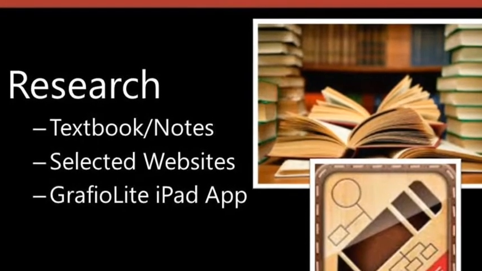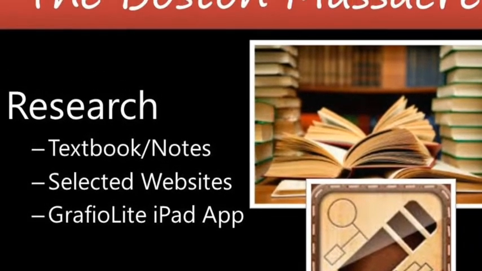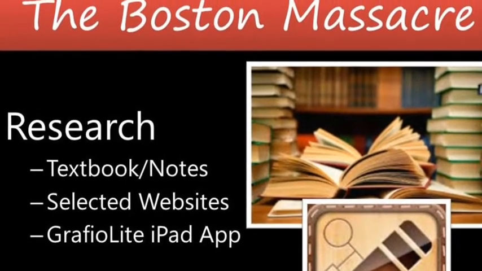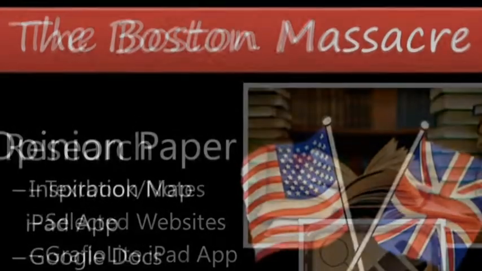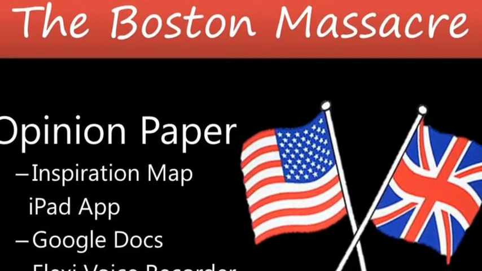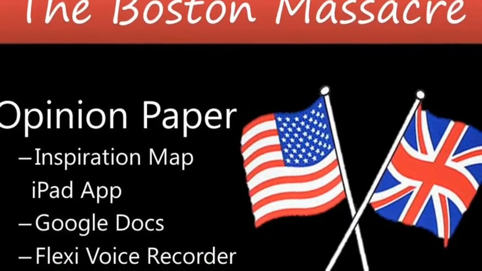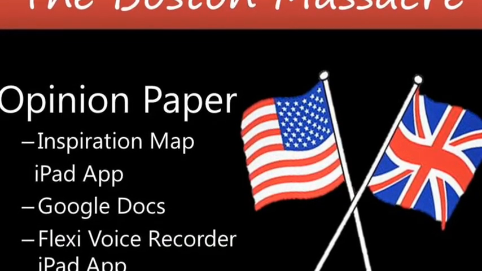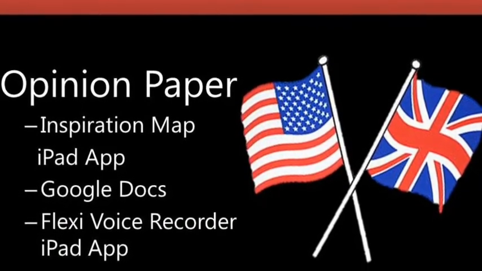Students will then further investigate the incident, recording their discovered information in a Venn diagram using the Graphiolite iPad app. Finally, the students will decide who they believe to be responsible for the Boston Massacre, the British or the colonists. They will organize their research and write an opinion paper stating and proving their argument.